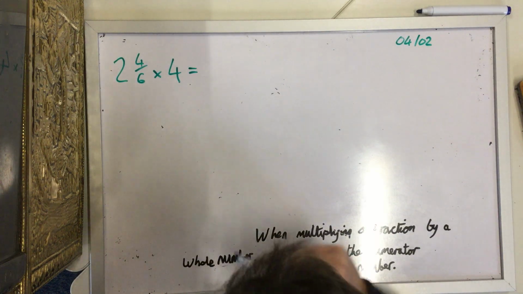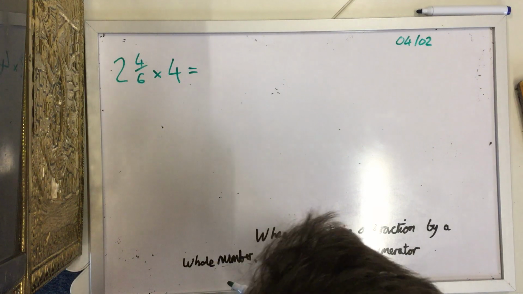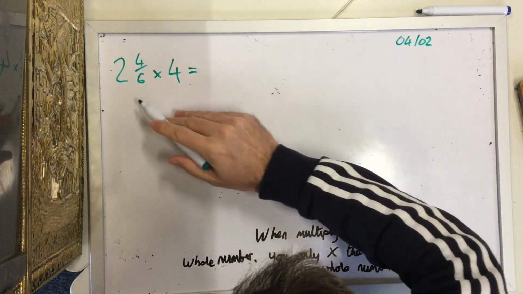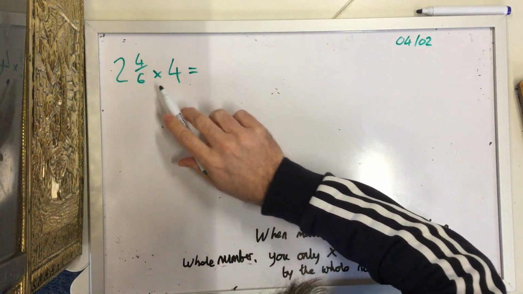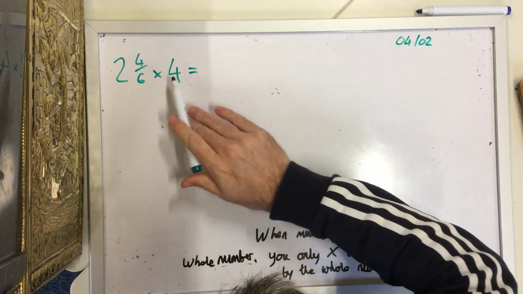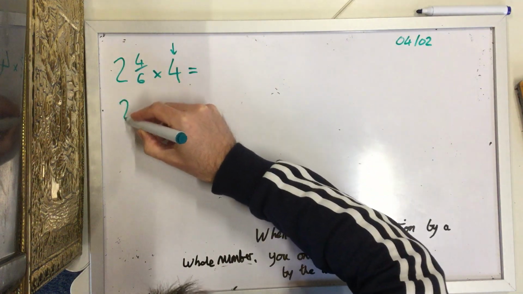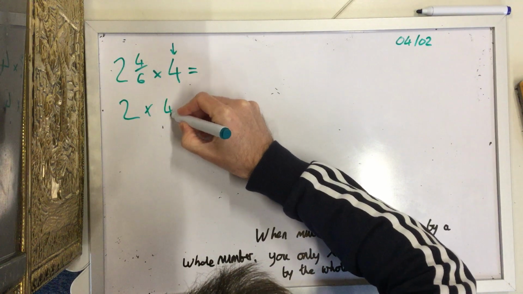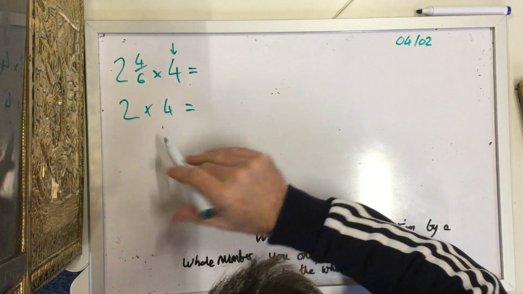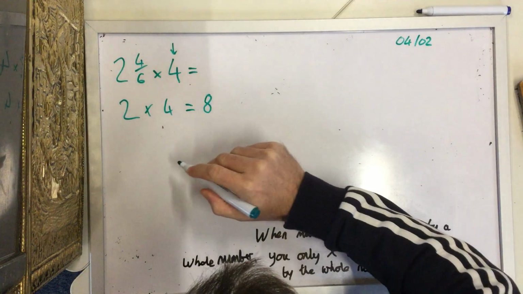So remember we had the two methods yesterday. We have again those same two methods. So I'll show you both of them, and then you choose whichever you prefer, which is easiest for you. All right. So I'm going to start off by doing 2 times 4. I'm going to take the whole number part from my mixed fraction, and multiply it by our multiplier, the 4. So we've got 2 times 4, and our times tables we know, 2 times 4 equals 8.